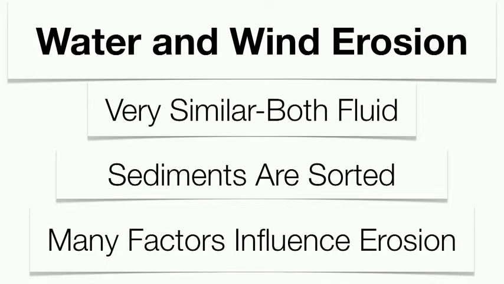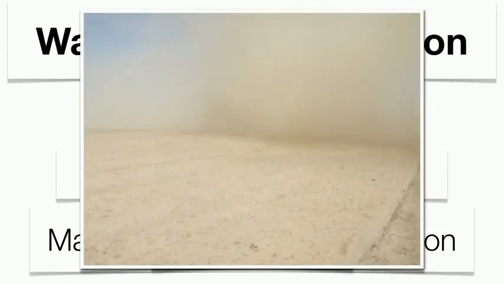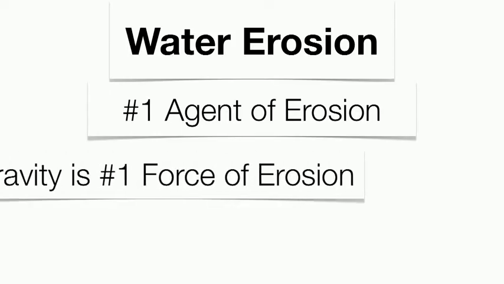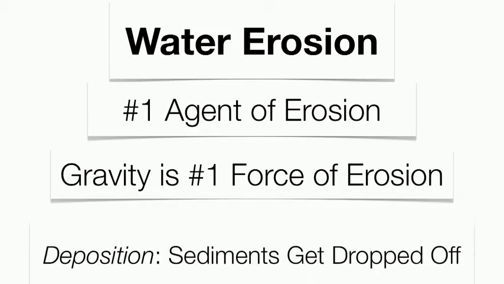Now, there are a lot of factors that are going to influence erosion, so we need to get into those in a little bit. See the devastating nature of water erosion and also the devastating nature of wind erosion as well. Now, with water erosion, that's what we're going to start off with. Water erosion is the number one agent of erosion on the planet, very simply because the Earth is covered by about 75% of water. Now, don't get that mixed up with the number one force on the planet, and that's going to be gravity. Gravity is going to be the number one force behind erosion.